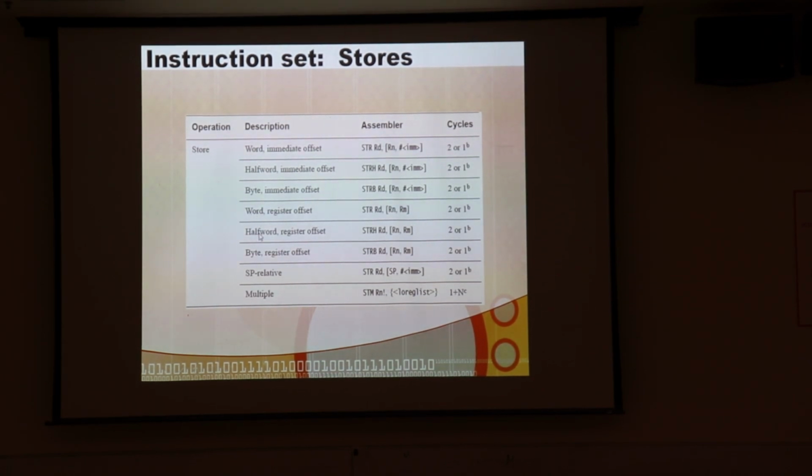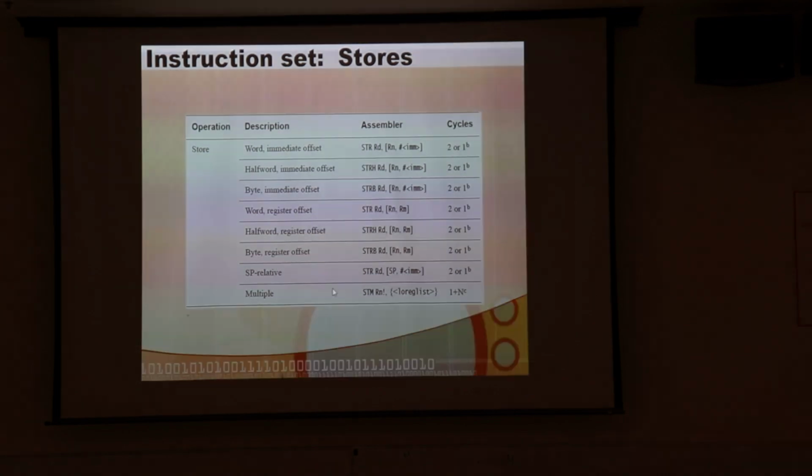So we can move the word, the half word, and the byte. We can do it with an offset stored within the instruction, or we can do it with an offset preloaded in a register that is added to another register to generate the indirect address to do the store. And then we can store relative to the stack pointer, and you can also move multiple bytes where you can have a list within a register, or you have several registers that you're referencing, and you can move those bytes.